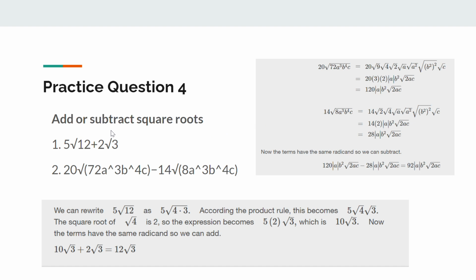when we simplify this one, we get this thing, and then we can simplify this one to get this thing. And now the terms have the same radicand, so we can just subtract, since the radicand is all like this. So we get 92, since 120 minus 28 is just 92. So we get 92 times the absolute value of a times b squared times the square root of 2 times a times c, like this.